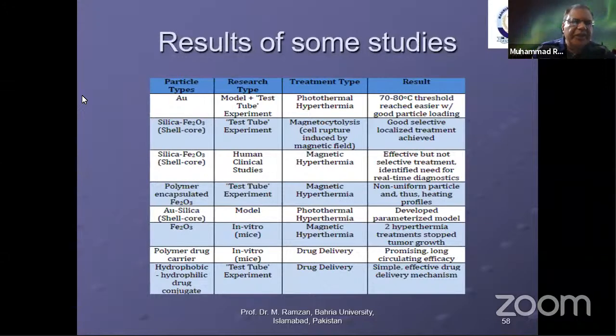You can see this ferrous oxide, the iron particle that I was talking about in the last slide. This is the hyperthermia type. Two hyperthermia treatments stop tumor growth. So by using these particles, it is safer as compared to non.